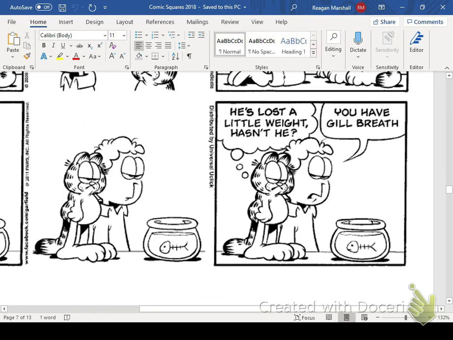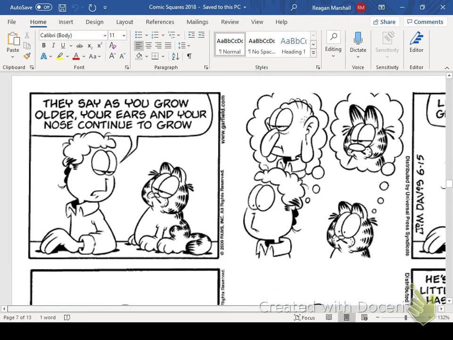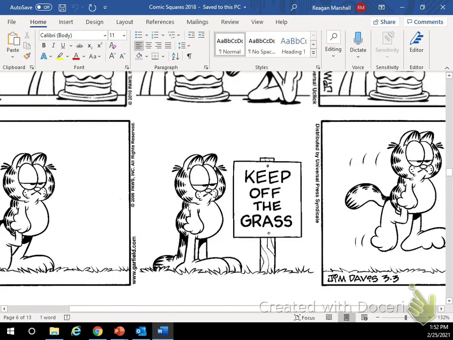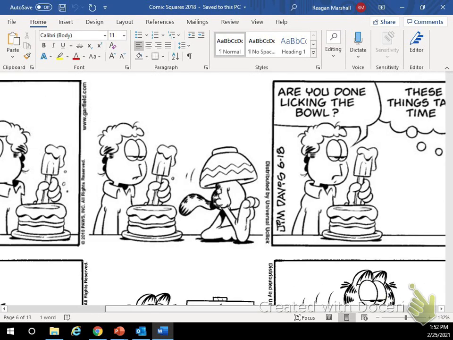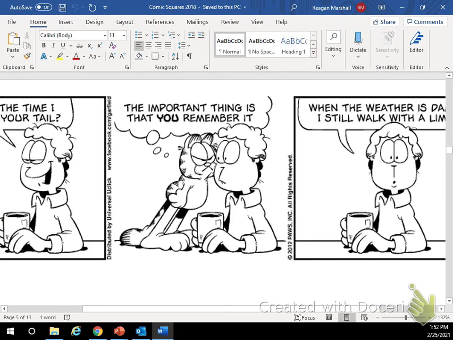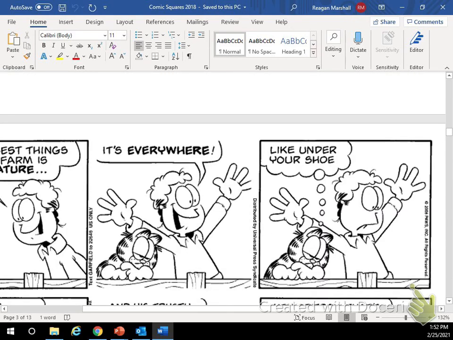Okay, we got this one. He's lost a little bit of weight, hasn't he? And it says, they say as you grow older, your ears and your nose continue to grow. Well, let's not grow old. Deal. The only one available is to keep off the grass. This is the cake one that you've seen. Are you done licking the bowl? Well, these things take time. This one's about standing on its tail, I think. A superhero one. The best thing about nature is that it's everywhere, like under your shoe.